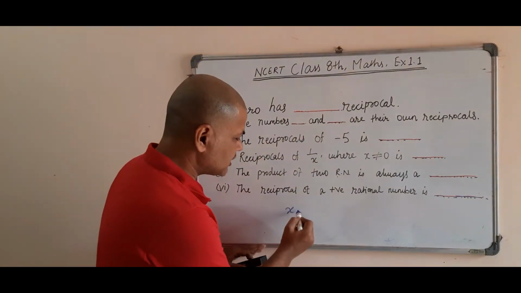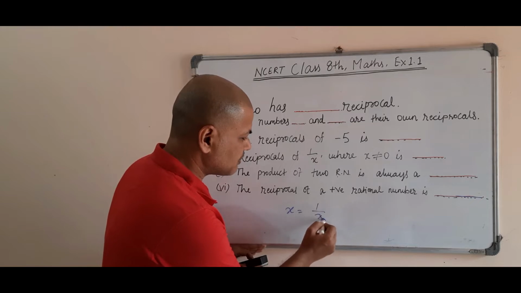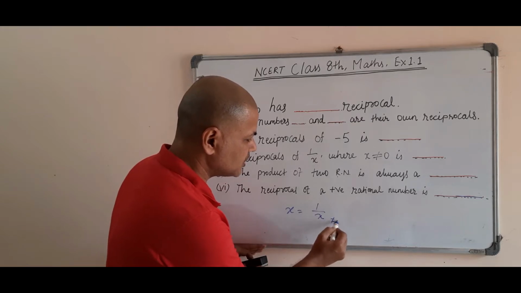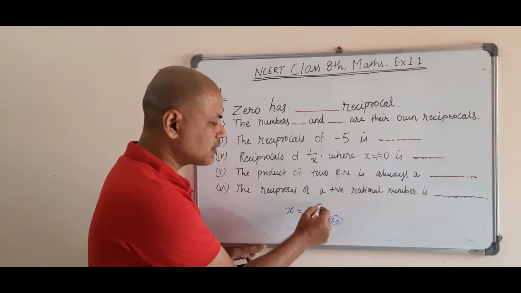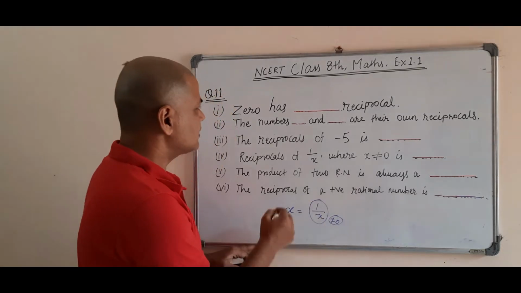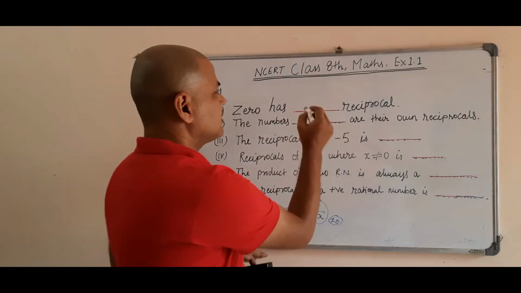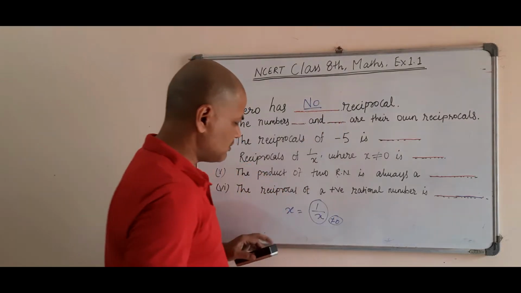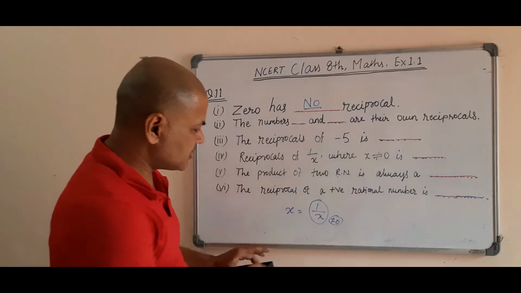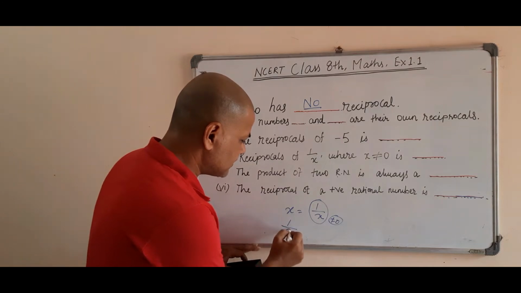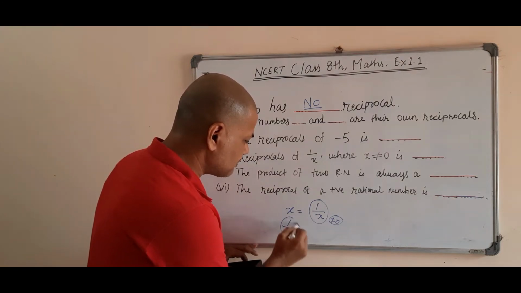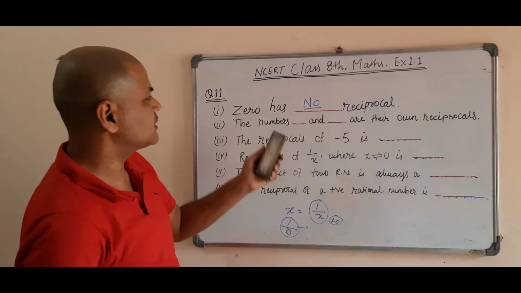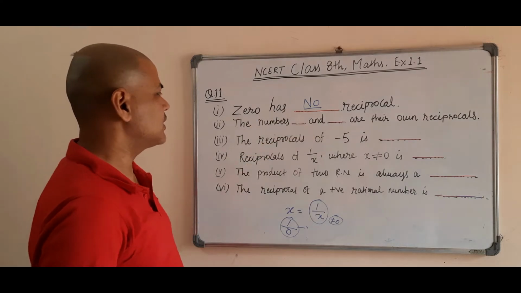So we know that the reciprocal of x is 1 by x, where x should not be 0, because if x is 0, then 1 by x will be undefined. That's why 0 has no reciprocal. And this is our answer here also, because if we have to find the reciprocal of 0, it will be 1 by 0, which is undefined. So we can say 0 has no reciprocal.